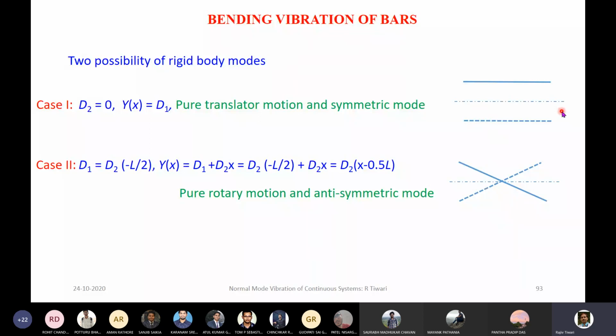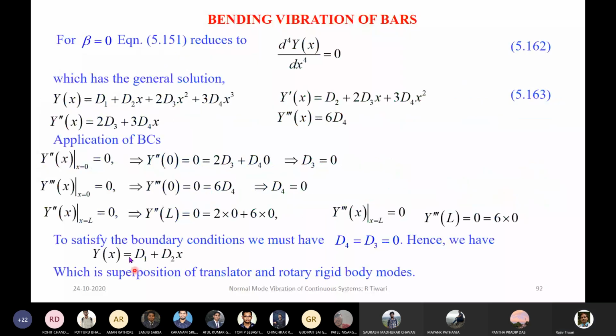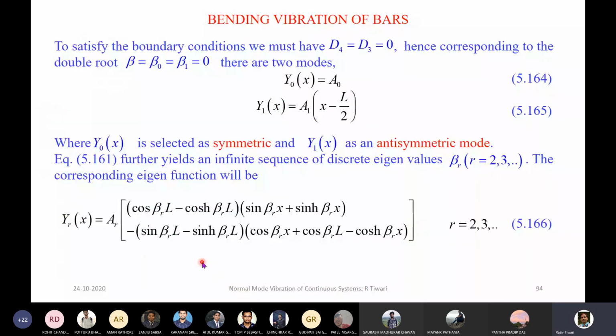This is the symmetric mode, this is the anti-symmetric mode, and this is pure translational motion. This is pure rotational motion. That corresponds to this particular mode. Corresponding to the previous slide, we have written the mode shape for the first and second zero natural frequency.